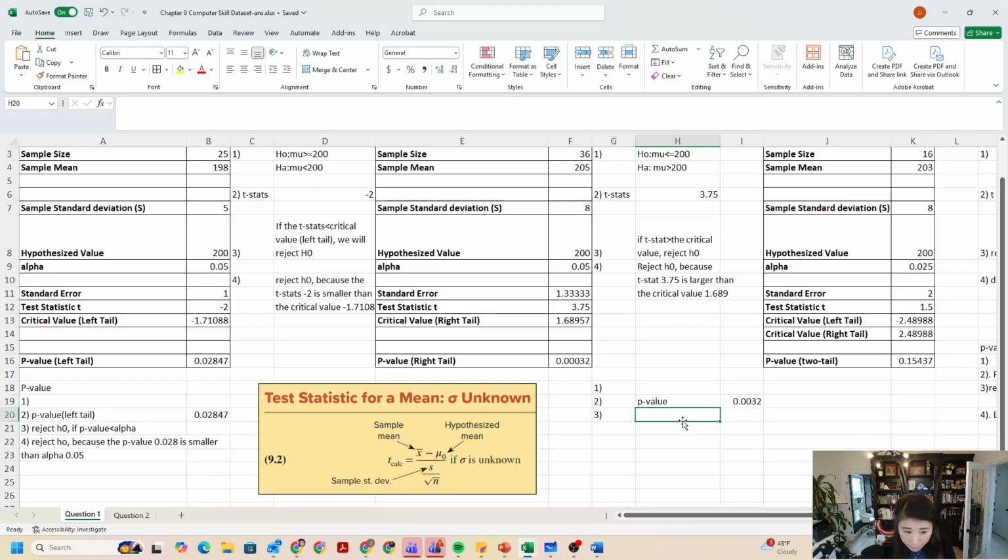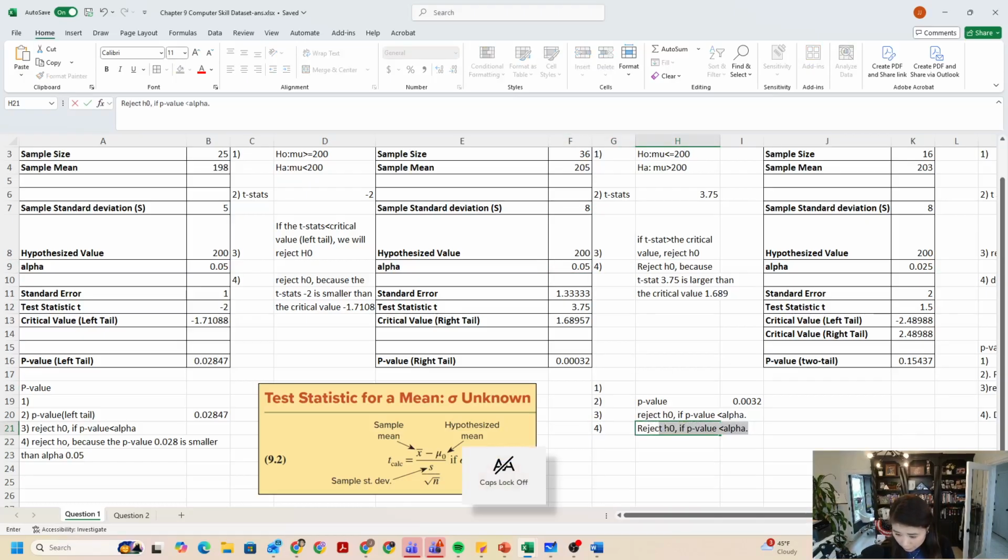Now step number 3 is my decision rule. The decision rule is still the same as in all p-value methods: reject H0 if the p-value is smaller than alpha. Now let's look at our decision for this specific case. The p-value is 0.0032 and the alpha we picked is 0.05. So therefore we will reject H0 because the p-value, 0.0032, is smaller than the alpha, 0.05, in this case.